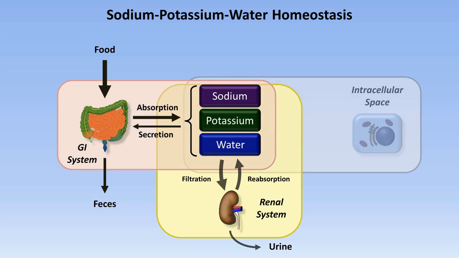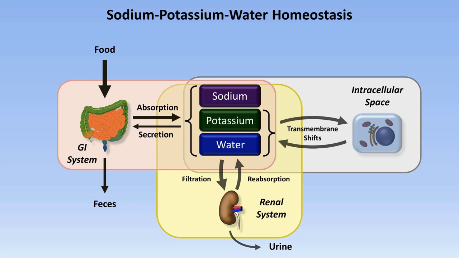Next, we have the intracellular space. This is the relatively abstract fluid compartment composed of the sum of the interiors of every cell in the body. It's obviously not an organ system the way the GI and renal systems are, but still plays a critical role here because potassium and water experience transmembrane shifts in response to pathology. That is, certain disease states will trigger potassium or water to move into cells or out of cells.